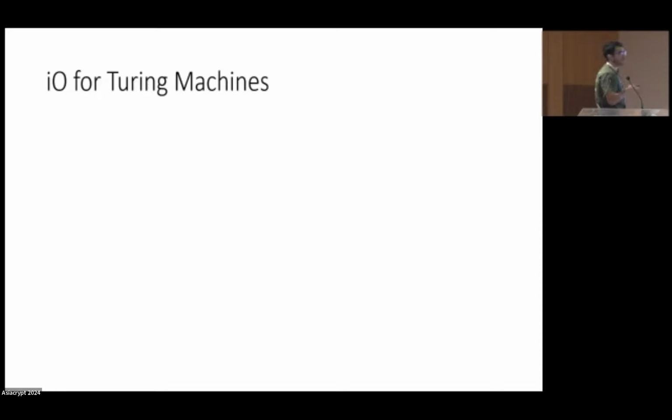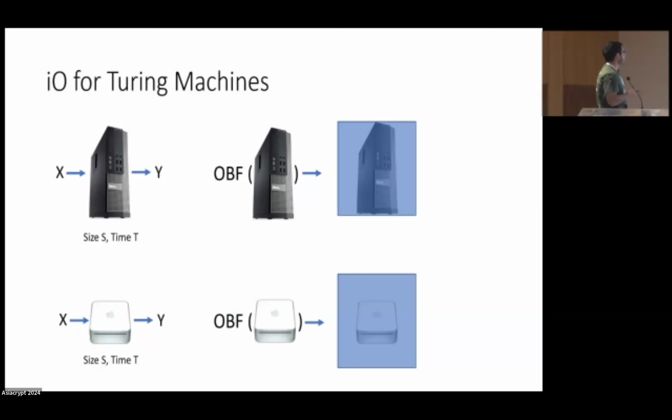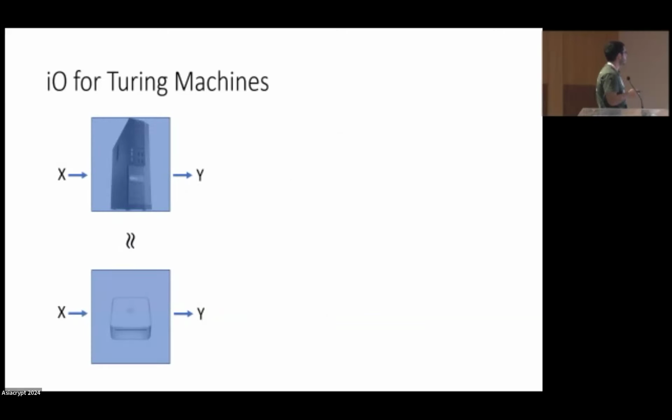Now I'm going to introduce all the tools that we use. First, iO for Turing machines. Say that you have a Turing machine of size S and time t that on a certain set of input texts has a certain output behavior with outputs y. Then you have another machine that has the same input-output behavior, the same size and the same running time. Then there is an obfuscation procedure that creates obfuscated versions of those machines, and these obfuscated machines still have the same input-output behavior and can be run.